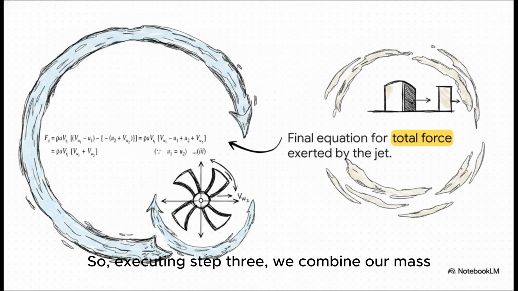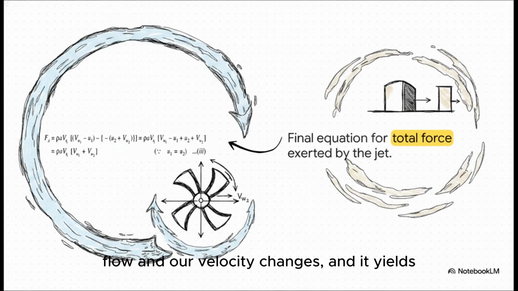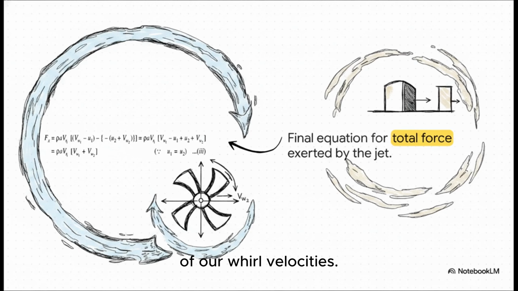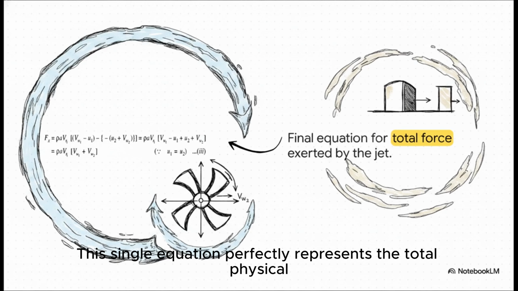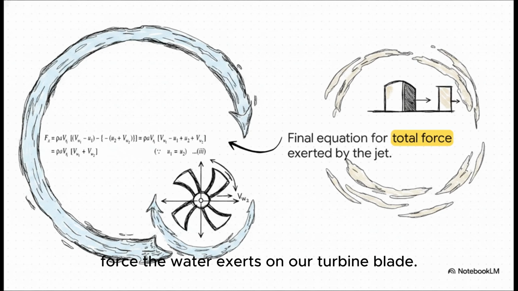So, executing step 3, we combine our mass flow and our velocity changes, and it yields this beautifully elegant equation. The force in the direction of motion equals the mass flow rate multiplied by the sum of our whirl velocities. And notice how those blade speeds, the U terms, they completely cancel each other out. This single equation perfectly represents the total physical force the water exerts on our turbine blade.